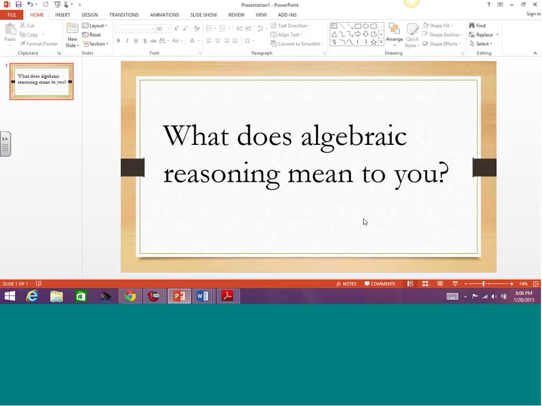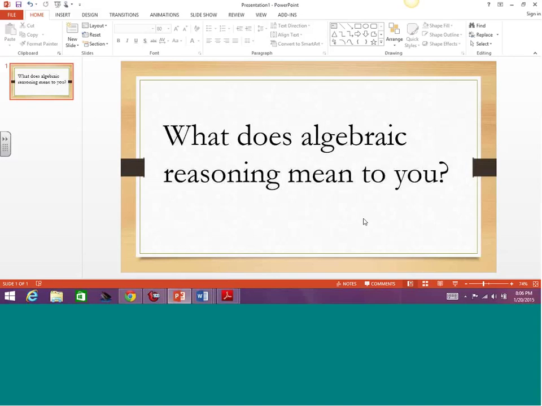Okay, so like we were talking about earlier, we really want to stress this algebraic reasoning and what it means to us as educators. And similar to Matt, when we were speaking on the phone about this session and what algebraic reasoning meant to us, it occurred to us that we really hadn't done any real in-depth thinking about it, even though we've been teaching it for years and years.